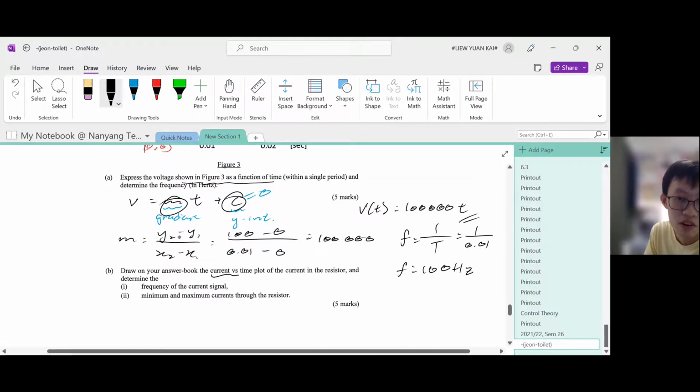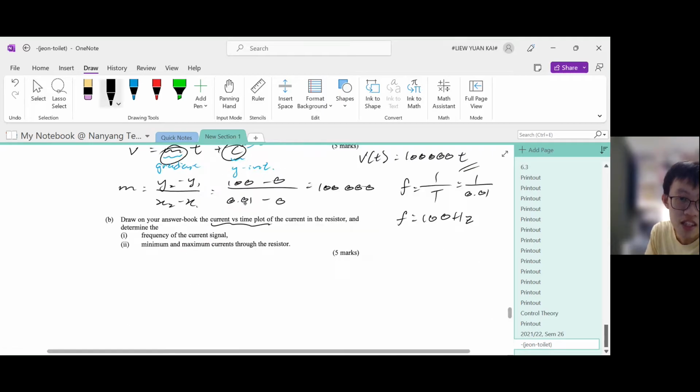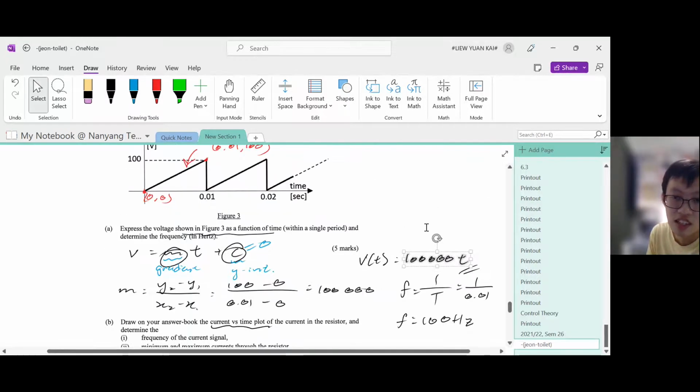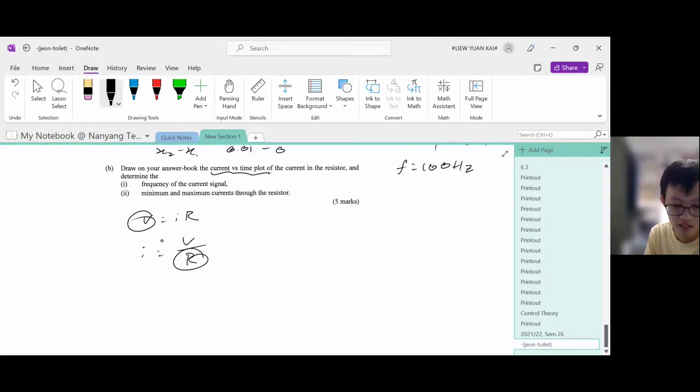So let us draw this plot first. Because this is a resistor, right? It's a 20 ohm resistor. The relationship between current and voltage is given by V = IR. So if I know the voltage, which I do, right? It's just given by this. If I know the voltage, to find the current will be V divided by R. I just need to divide by the resistance.